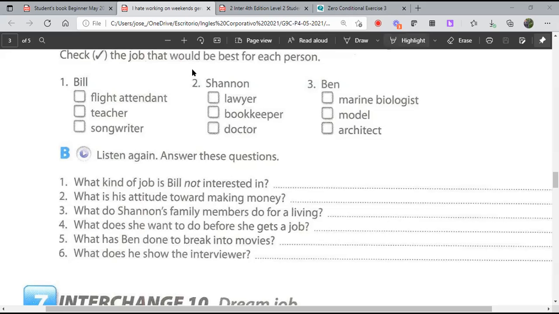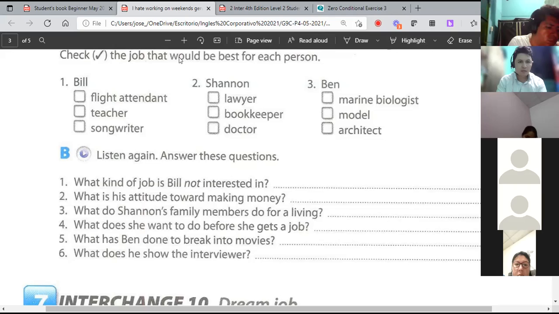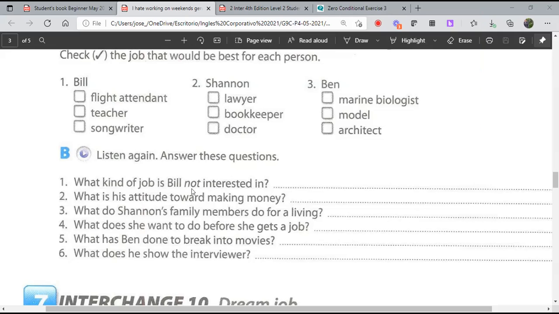Bill is not interested in working inside an office every day. That's right. And also, to be more specific, he's not interested in the business industry. Okay, I think he mentioned that as well. Okay, thank you. And what is his attitude, Ms. Corman, about making money right now, at this moment?